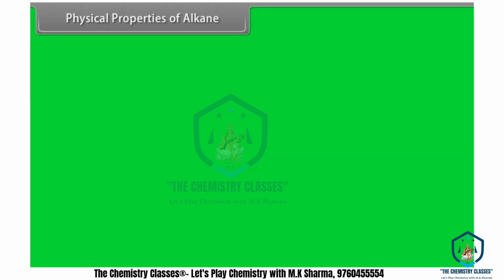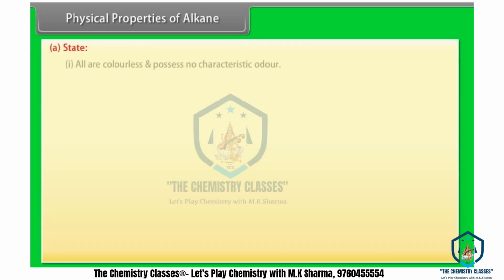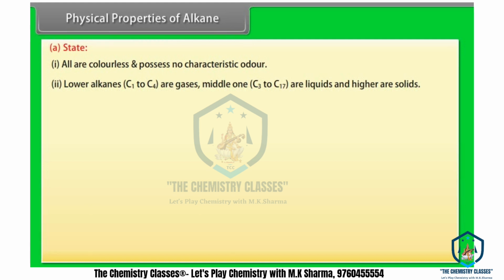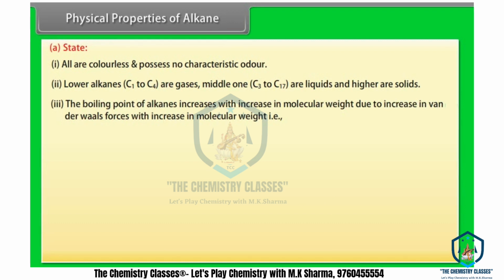Physical properties of alkanes. State. Number 1. All are colorless and possess no characteristic odor. Number 2. Lower alkanes, C1 to C4, are gases. Middle ones, C5 to C17, are liquids, and higher ones are solids. Number 3. The boiling point of alkanes increases with increase in molecular weight due to increase in van der Waals forces. That is, boiling point order: pentane is less than hexane is less than heptane.